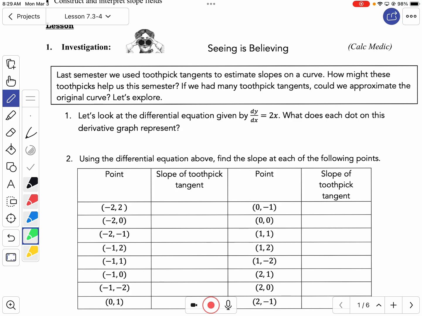So what I want you to do is to take a second and work through this. I think there's only 5 questions. So it's just asking you about the differential equation. What does each dot on this derivative graph represent? And all that good stuff. Ready? Go.